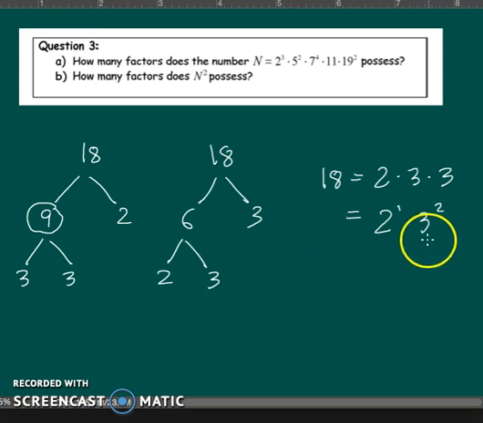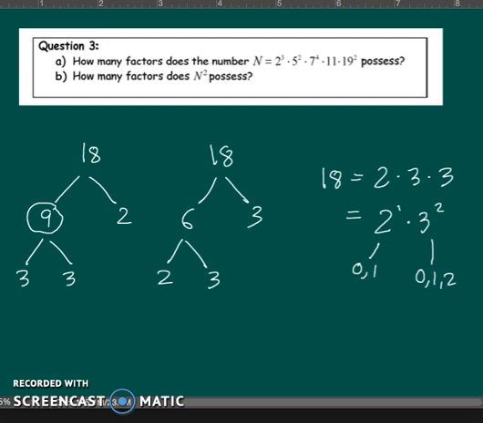Now what I want to show you is that if we choose any factor of 18, it will be a product of a certain number of 2's and a certain number of 3's. In fact, I want to show you that it'll be a product of 0 or 1 2's and 0, 1, or 2 3's.